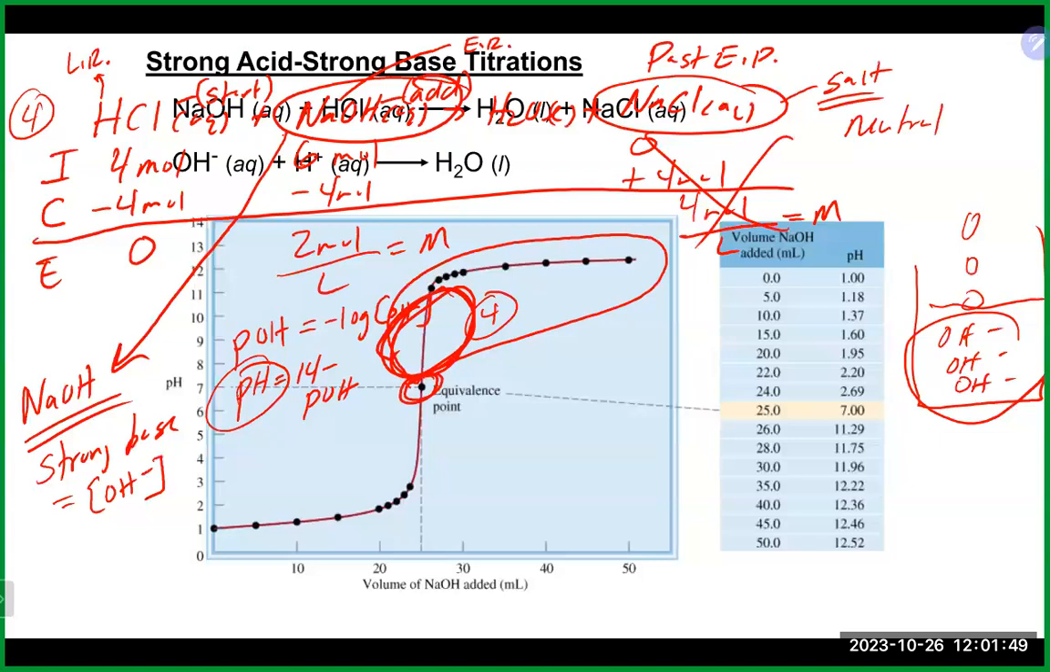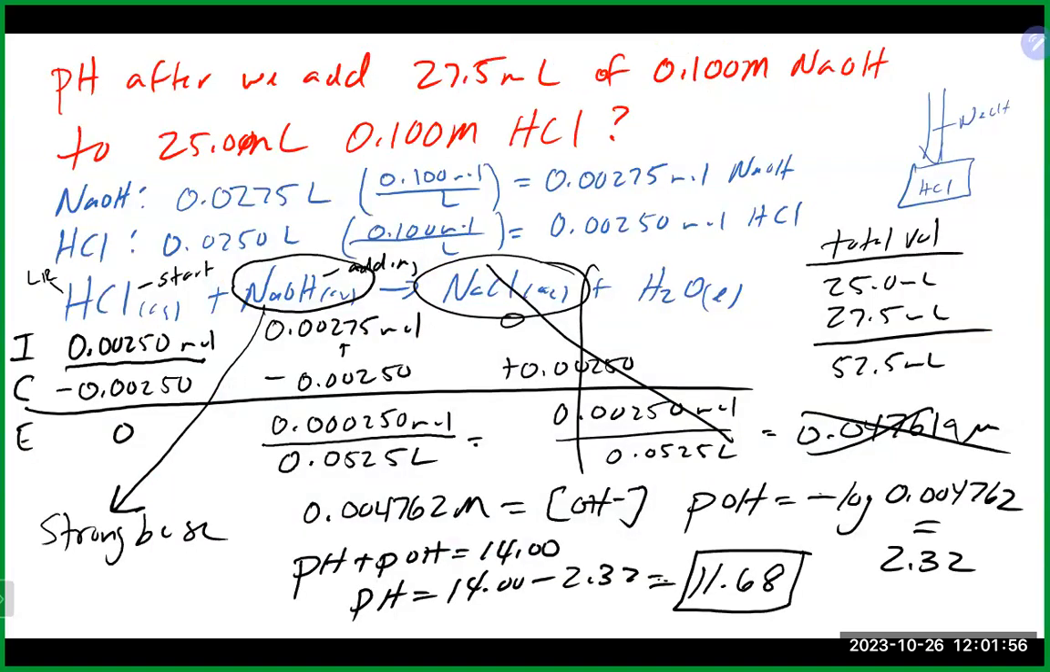We can, in this example, see how we did. We were at 27.5, which is in this area. So we're kind of between those numbers. That's pretty good. Not bad. Worked out all right. Any questions on strong acid, strong base titrations?